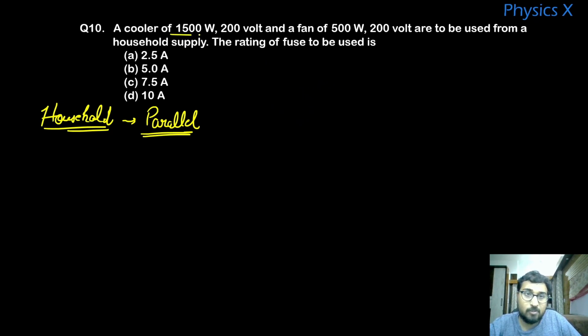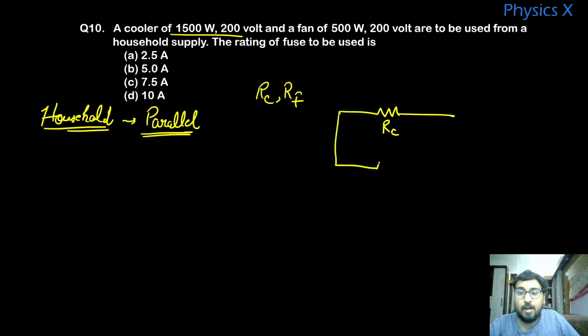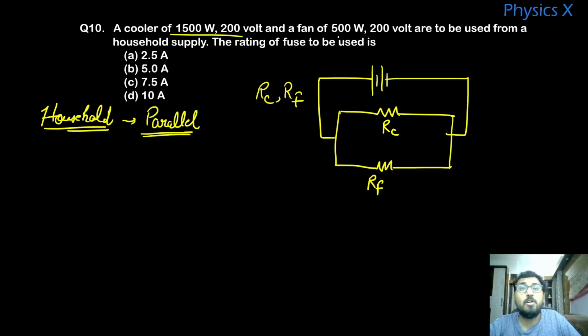So let us say the cooler has resistance RC and the fan has resistance RF. The connections will be: this is your cooler, and this is your fan, connected in parallel, and this combination is connected to the source, which we will consider to be 200 volt. The rated voltage is 200 volts, so that is what we are going to apply. Now it is asking for the fuse to be used.